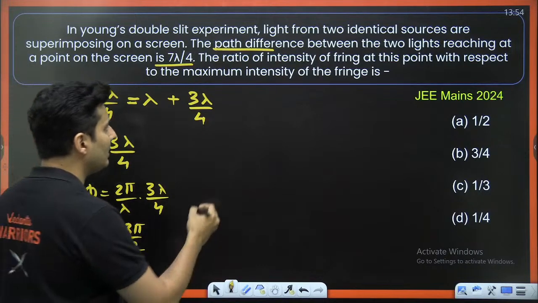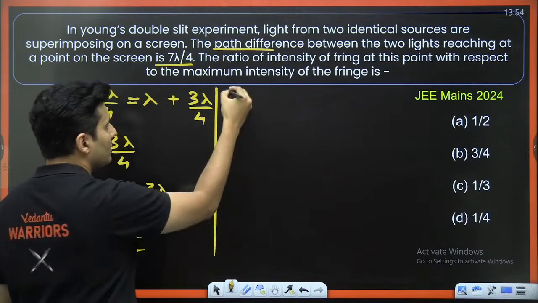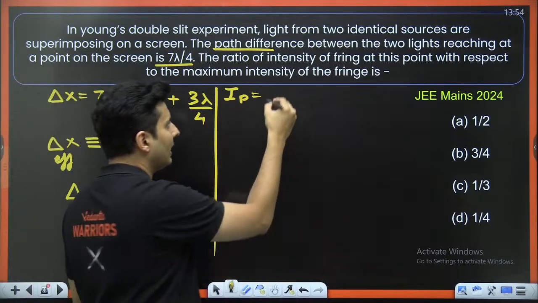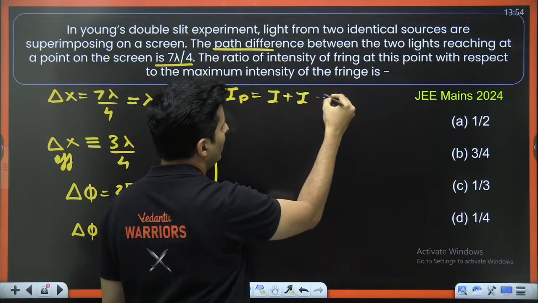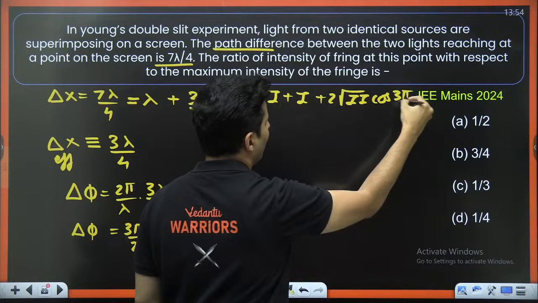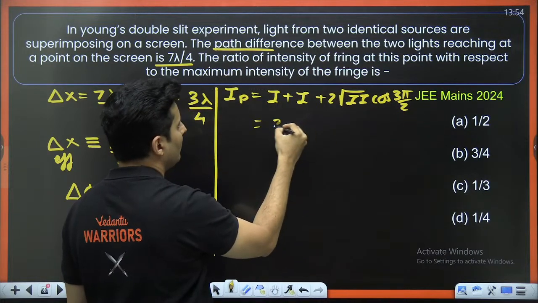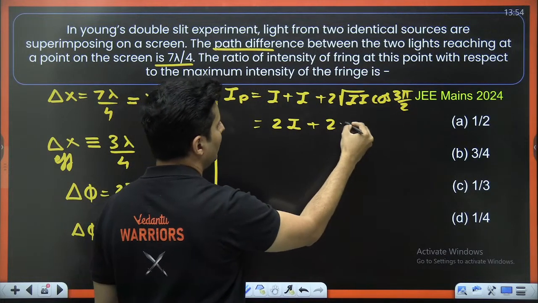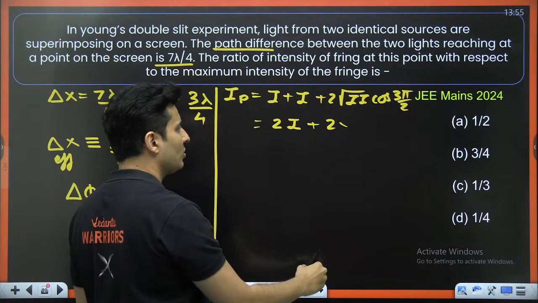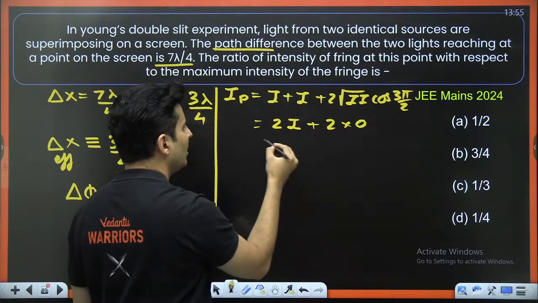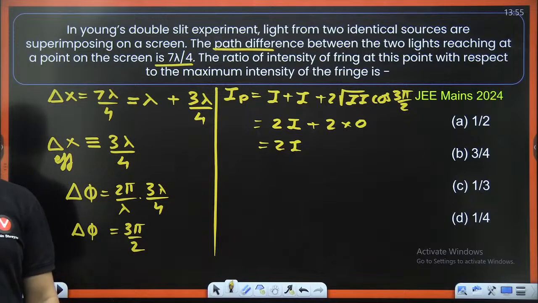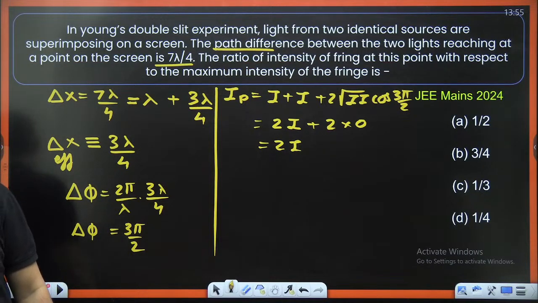That's not the question. The question is about the intensity. All right. So the intensity at that point, I can use I1 plus I2 plus 2 root I1 I2 cos 3 pi by 2, right? So this will become 2I plus 2 into I cos of 3 pi by 2, which is cos 270. That is just going to be 0. So it is just going to be 2I. Is that right, everyone? It's just going to be 2I.